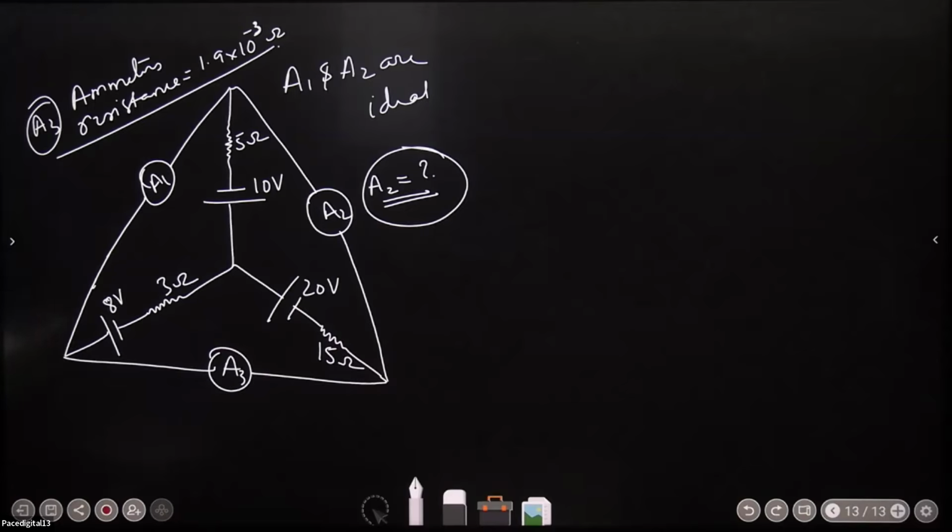So I have taken the polarity correct. Yeah, polarity is correct.